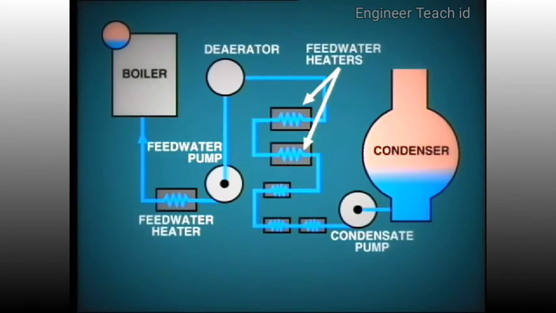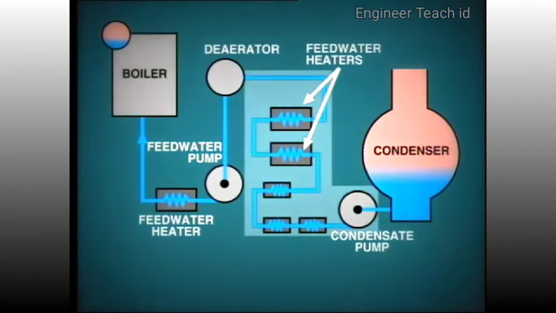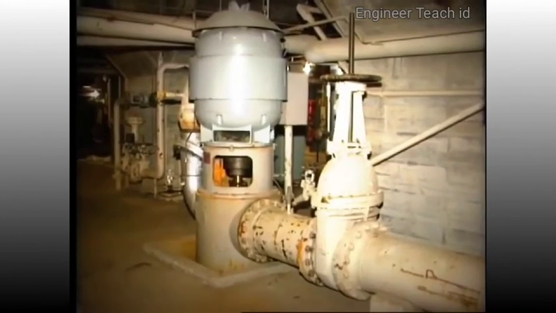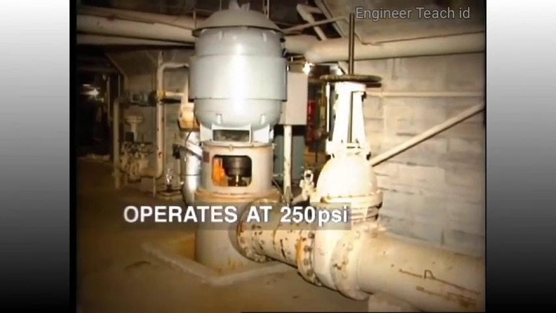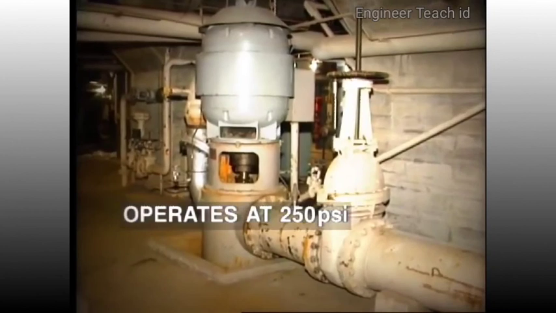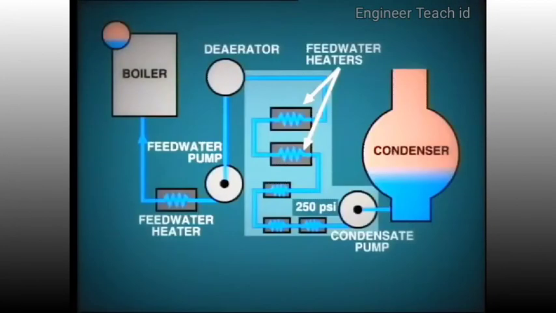We have, in fact, two pumping loops to transfer the water from the hot well to the boiler. First, the condensate pump pushes the condensate through the coolers and closed feedwater heaters and up into the de-aerator. In order to achieve this, the condensate pump must operate at a pressure of about 250 psi. This part of the system, as you would expect, is known as the condensate system.